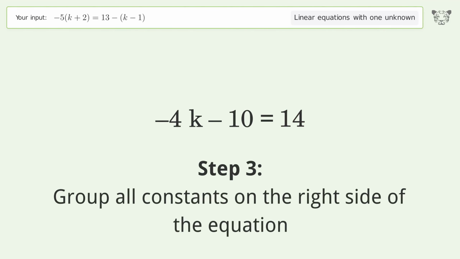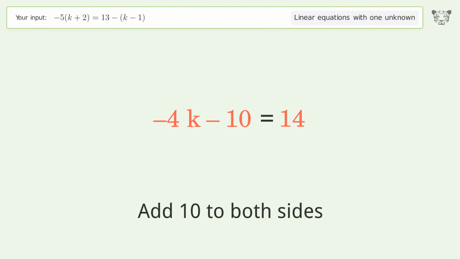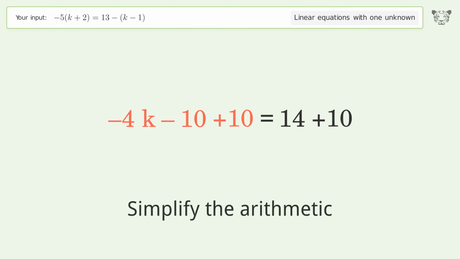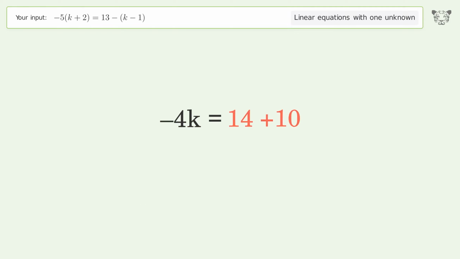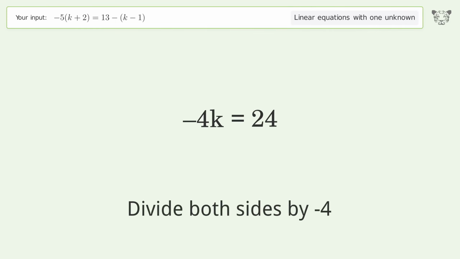Group all constants on the right side of the equation. Add 10 to both sides. Simplify the arithmetic. Isolate the k. Divide both sides by -4.